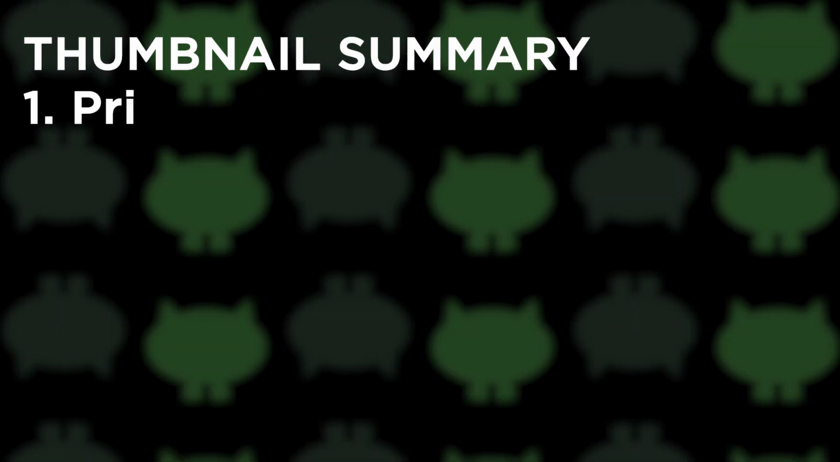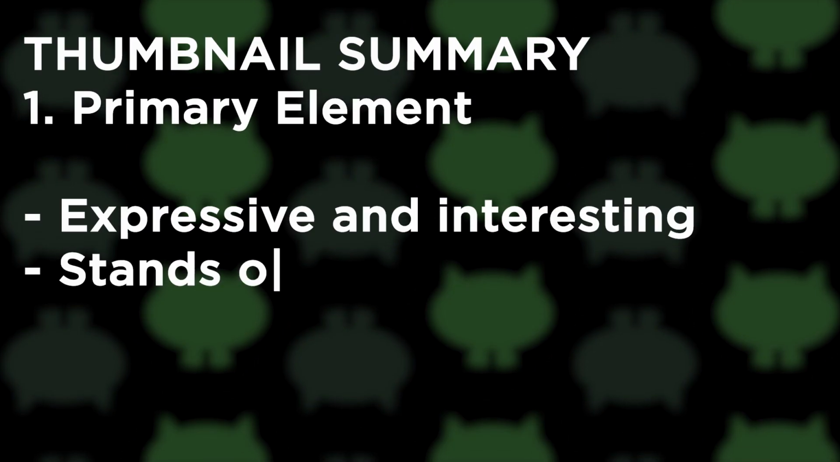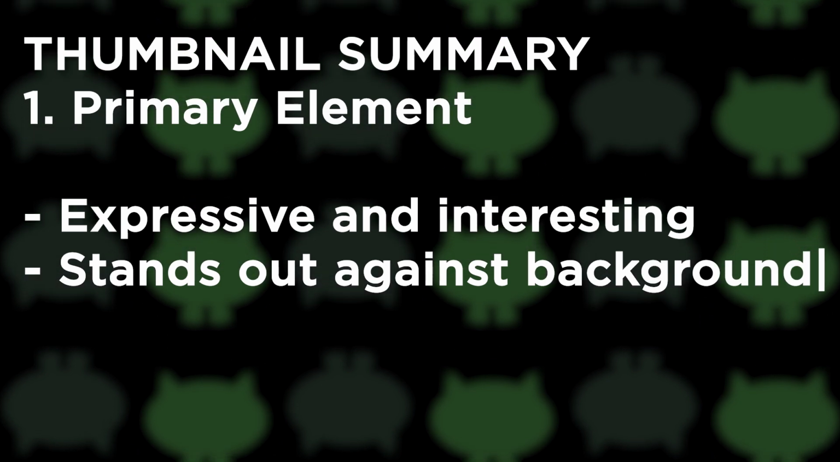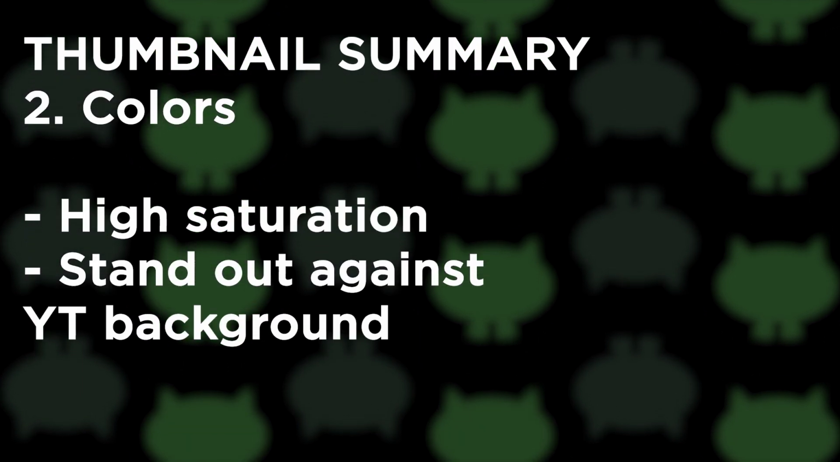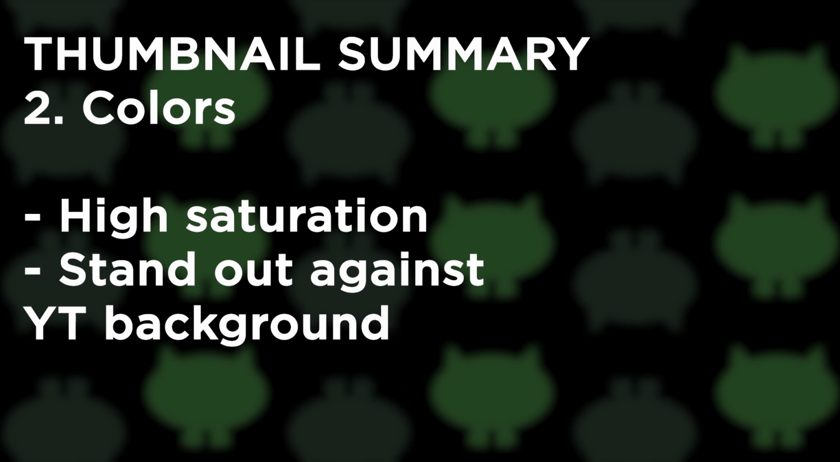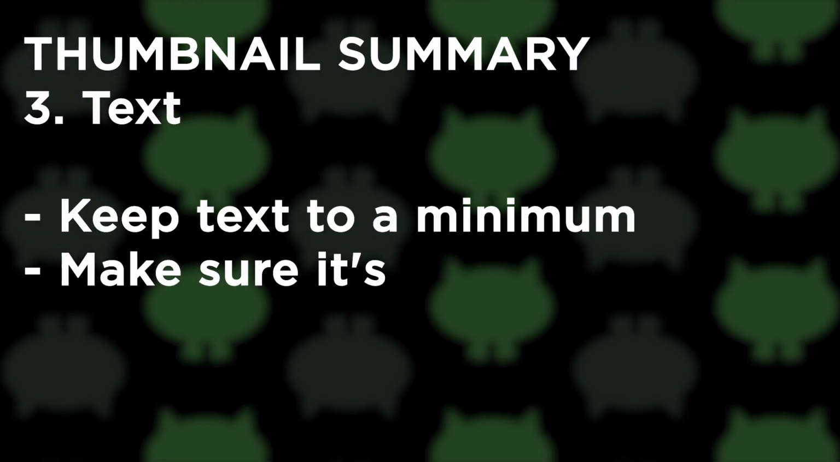So if you're doing that, that should give you a pretty good broad base for what to do for a thumbnail. Have some interesting primary element, something that your audience will draw its attention to immediately, usually a face, but it doesn't have to be, and have that be the primary focus and put that on the left or the right. Ideally, it should really stand out from the background. If it's a face, it should be really, really emotive. If you can choose colors, ideally we want high saturation, we want them to be very bright, and we want them to stand out from YouTube's base backgrounds. If you're going to use text, keep it to a minimum, make sure that it's very legible, even at a small size.